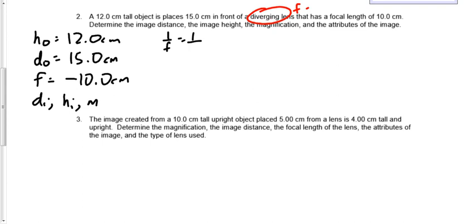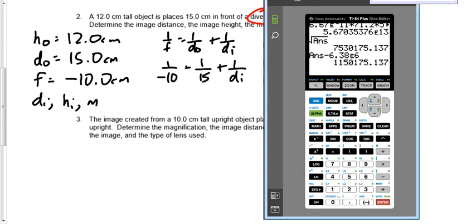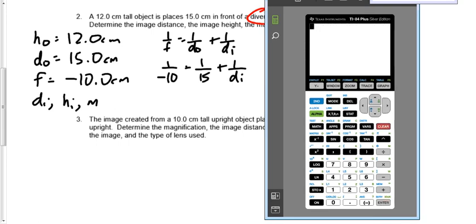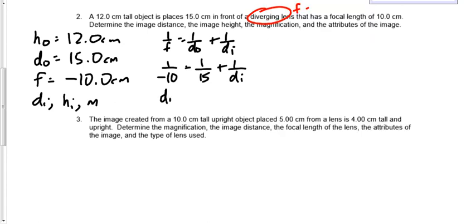1 over F is equal to 1 over DO plus 1 over DI. 1 over negative 10 is equal to 1 over 15 plus 1 over DI. Do a little calculator trick on this. We're going to say 1 over negative 10, which is negative 10 to the minus 1. Let's subtract 1 over 15. That gives us 1 over DI. Let's flip that over. Gives us a value of negative 6. We have a negative 6 centimeter DI.